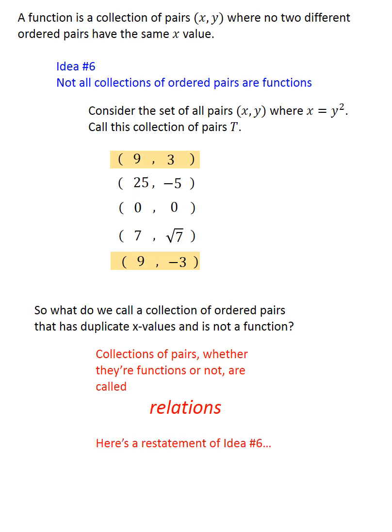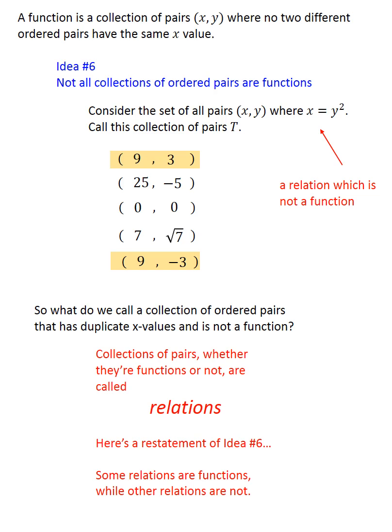In light of that, here's a restatement of idea number 6. Some relations are functions, while other relations are not. In other words, a relation is a collection of ordered pairs. Sometimes that turns out to be a function, and sometimes when there are duplicate x values, it's not a function. But that still leaves the question, what do we call this x equals y squared collection of points? Well, what's the word for a collection of pairs which is not a function? Unfortunately, nobody ever made up a word for that, so we just call it a relation which is not a function.